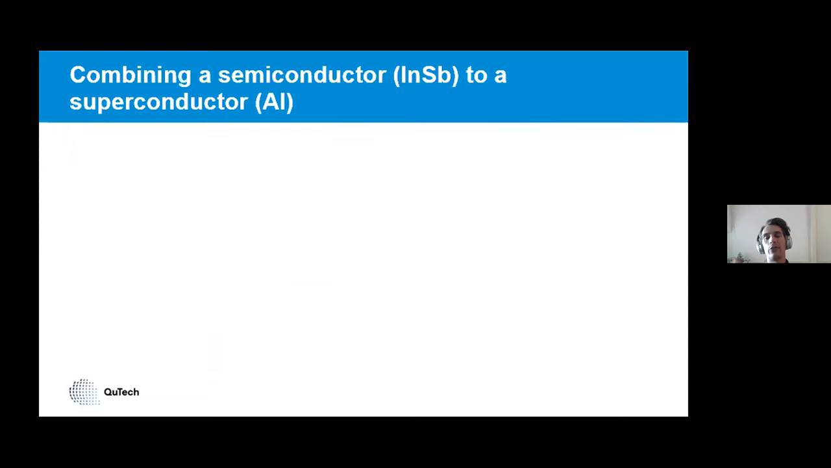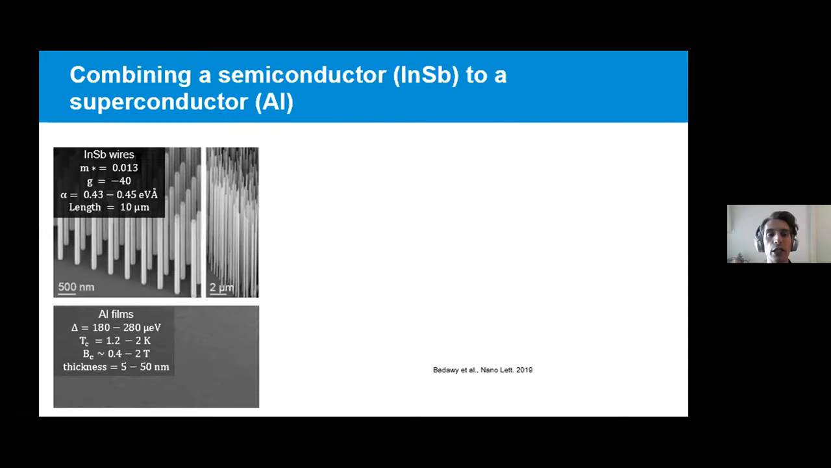As Peter addressed in the first talk, it's really difficult to combine a semiconductor with a superconductor. In our lab, we decided to go for indium antimonide nanowires. The reason is that we can have these nanowires extremely long, with a technology introduced by the Eindhoven team in 2019. We can have, in fact, nanowires with lengths up to 10 micrometers, and we can benefit from the high absolute value of the g factor.